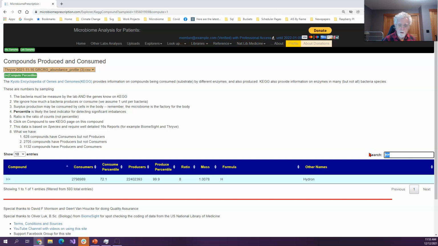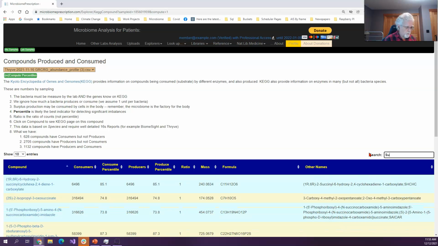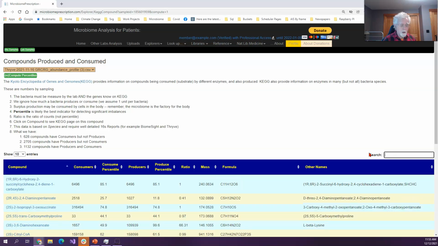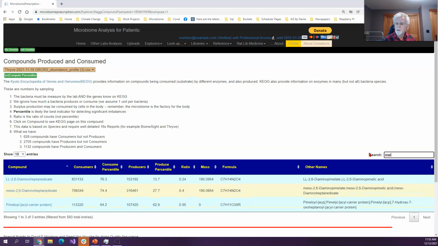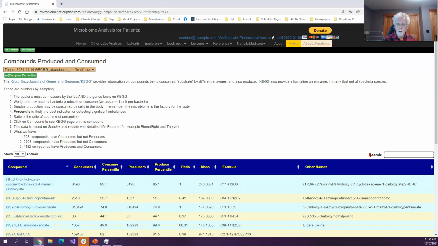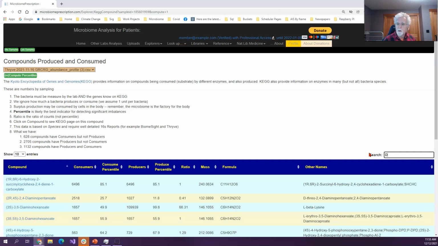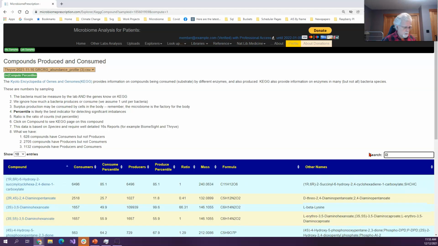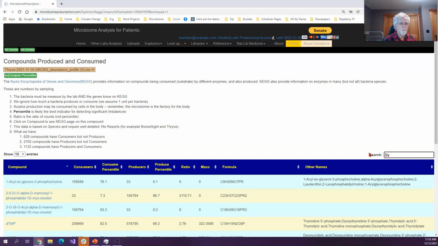We could do something such as SO2, or let's just do sulfur. Nope, nothing there. Let's try something like... nothing. I was looking for melatonin, but that's what it is. Oh, I know what. DAO, DYN. One second, I'll go and get the correct spelling.